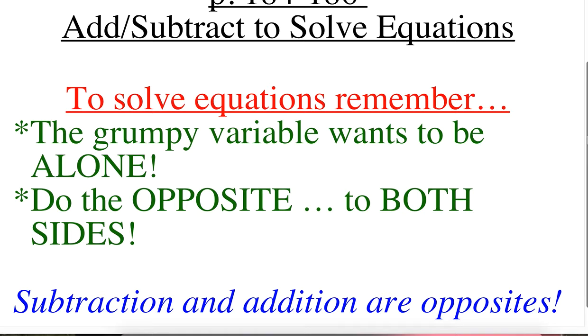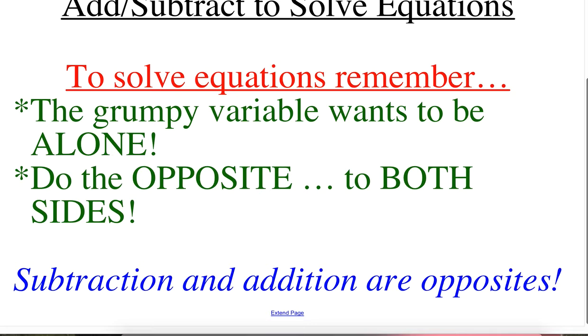And I also taught you at the end of Unit 1 a couple weeks ago that whatever you do to one side of an equation, you have to do to the other side of the equation. You have to be fair. So we're going to get the grumpy variable alone, and we're going to do the opposite of whatever the problem says to do, and we're going to do that to both sides. Okay, so definitely write this down. And I have down there in blue that subtraction and addition are opposites of each other. When you add 2 and then you turn around and subtract 2, it's basically like you never did anything at all. They sort of cancel each other out.